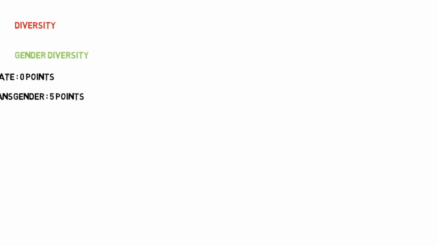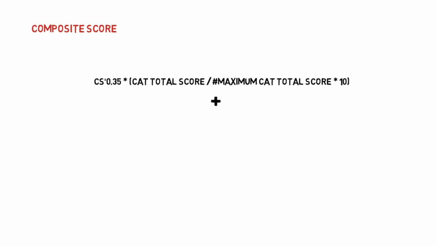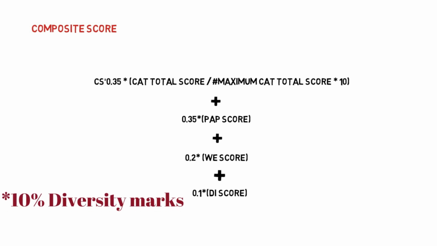After work experience come the diversity marks. Diversity is divided into 2 types, that is gender diversity and academic diversity. Gender diversity is like this: male candidates get 0 marks, whereas female and transgender candidates get 5 marks. Academic diversity is like this: engineering students do not get any marks, but non-engineering students get 5 marks extra. After this, the composite score is calculated. So what is the composite score? The composite score is a sum of 35% of CAT score, 35% of PAP, 20% of work experience and 1% of LRDI.